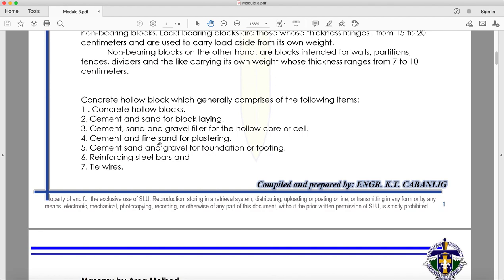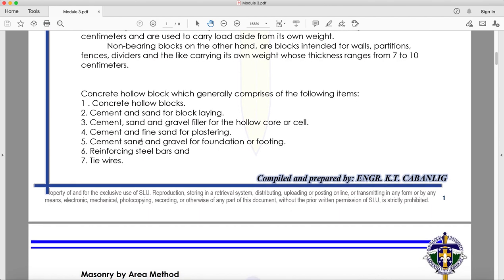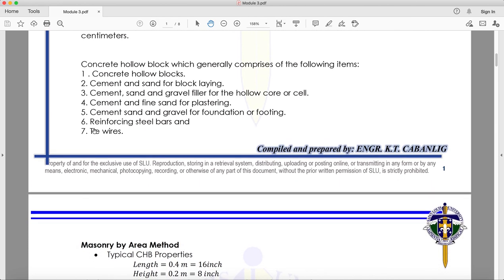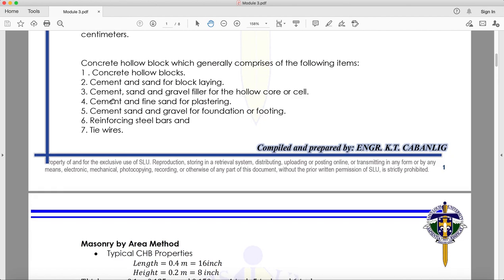Next, cement and fine sand for plastering. Bakit sinabi natin fine sand? Because normally, if we order sand, it is an ordinary sand. Pag sinabi nating sand lang, typically, it is an ordinary sand. And pag sinabi nating ordinary sand, kadalasan, kinukuha yan sa river. So, that is a river sand.